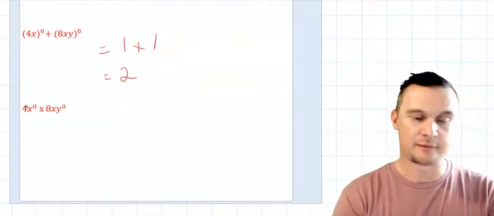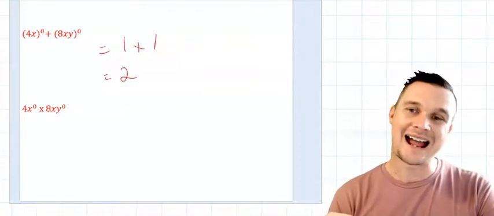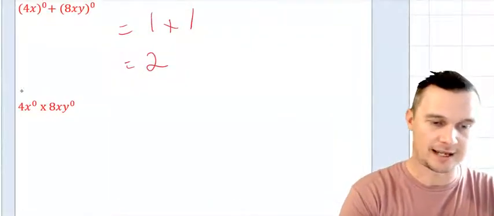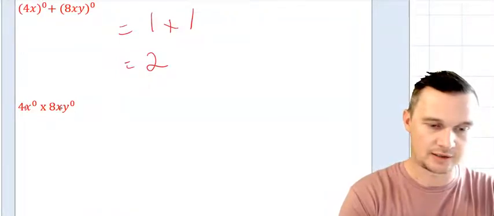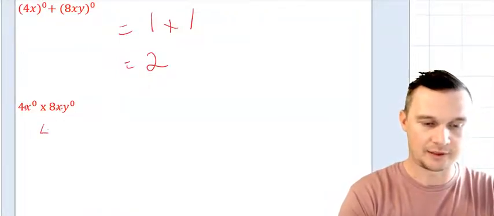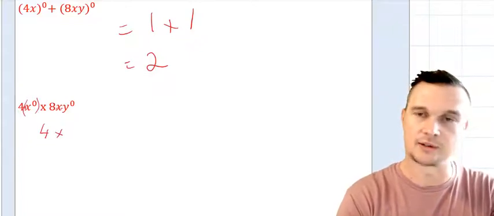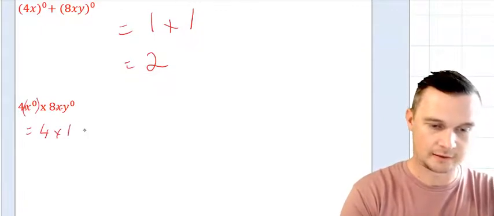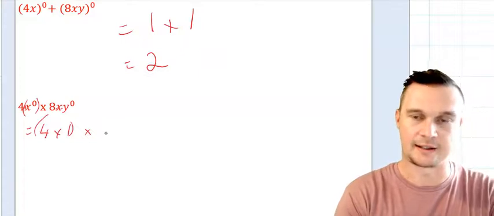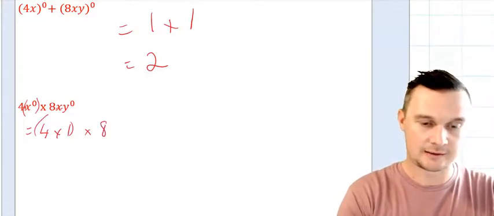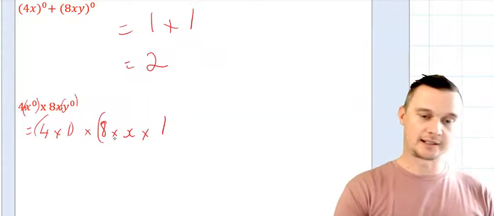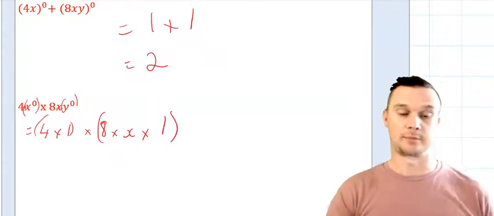So in this part, we have 4x to the power of 0 multiplied by 8xy to the power of 0. And if we expanded it, remember from previous videos, there's basically a multiplication symbol in between each of these. So really what we have is 4 times x to the power of 0, which will be 1. So I'll fix that up. So 4 times 1, and I'll put brackets around that because that's on that side, times 8 times x times, and we've got y to the power of 0, which is going to be 1 times 1. So now I have my expanded expression, and now I can just simply apply everything else from here.